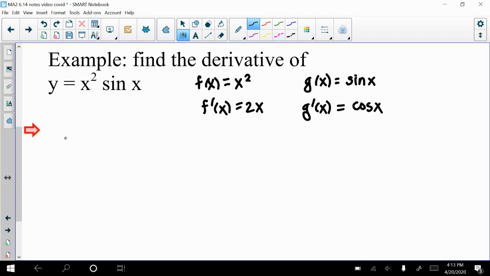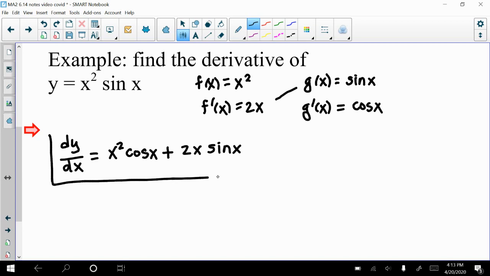And using the product rule then, dy dx, or y prime, would be the first function, which is x squared, times the derivative of the second function, so times cosine x, plus the second function, which is sine x, times the derivative of the first function, 2x, so 2x times sine x. And that is how you find the derivative of a product of two functions. Pretty useful. Okay.